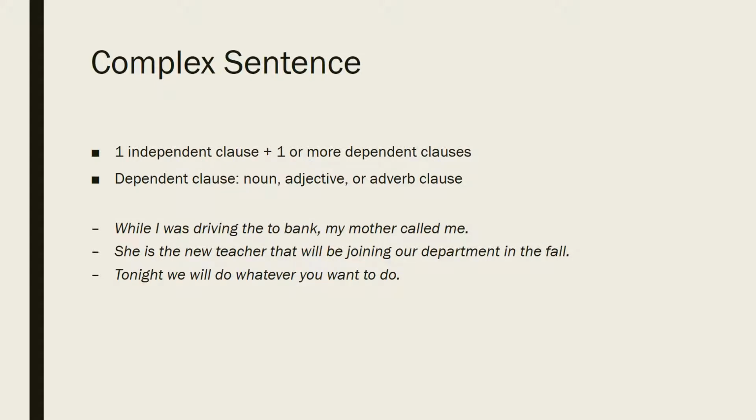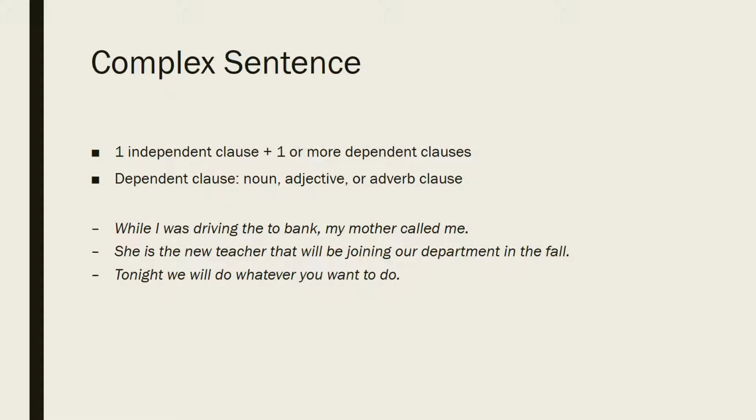Okay, moving on to complex sentences. So a complex sentence has 1 independent clause and 1 or more dependent clauses. So still the base of the sentence, that independent clause, there's only 1. But now we're adding in some dependent clauses, so there can be 1 or more. And remember, a dependent clause can act as a noun, an adjective, or an adverb when it's used as a clause in a sentence. So here I have 3 examples.